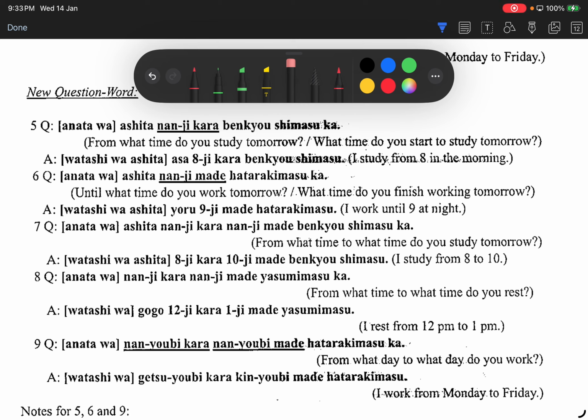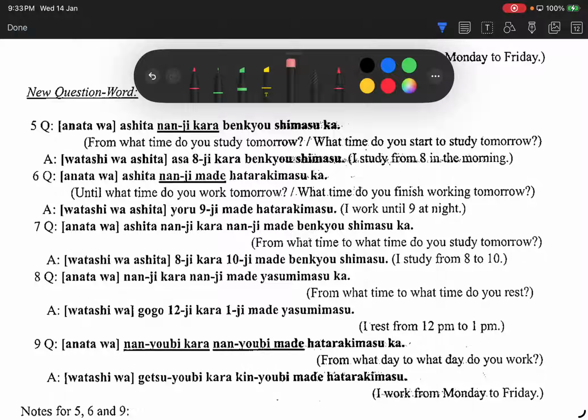Nobody knows. When in Japanese? Itsu. Right? Because when is itsu, we can also say itsu kara itsu made. From when to when. In English we say the same thing, from when to when. So we can also use itsu. Itsu kara itsu made.